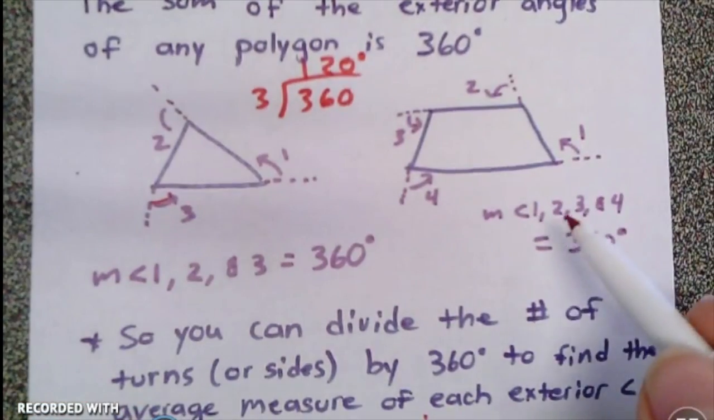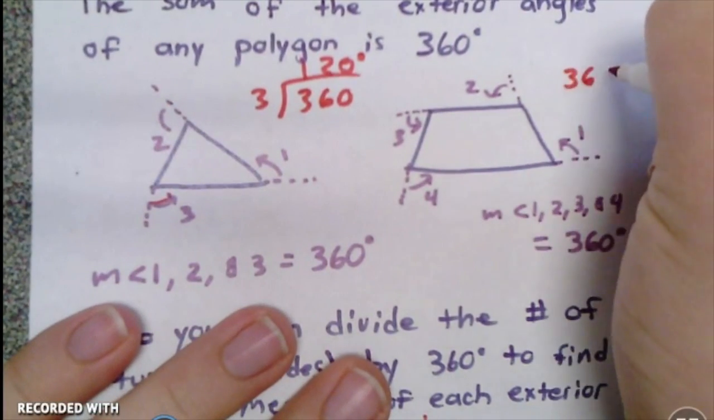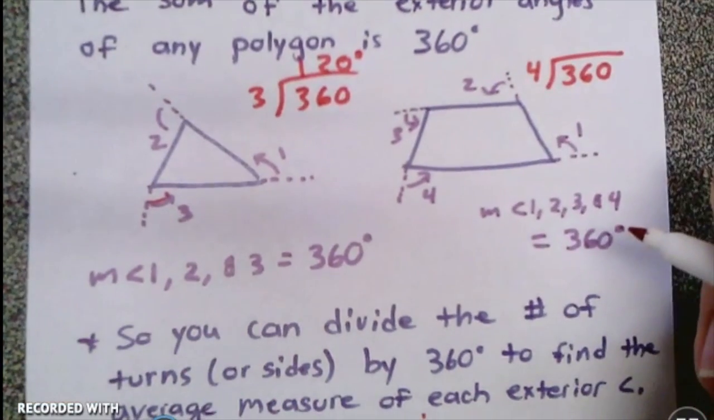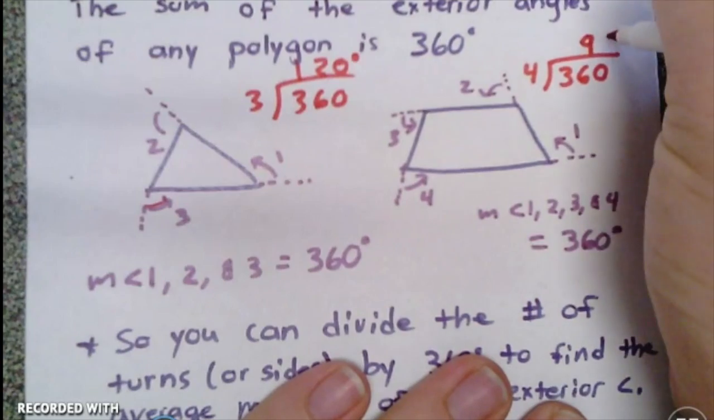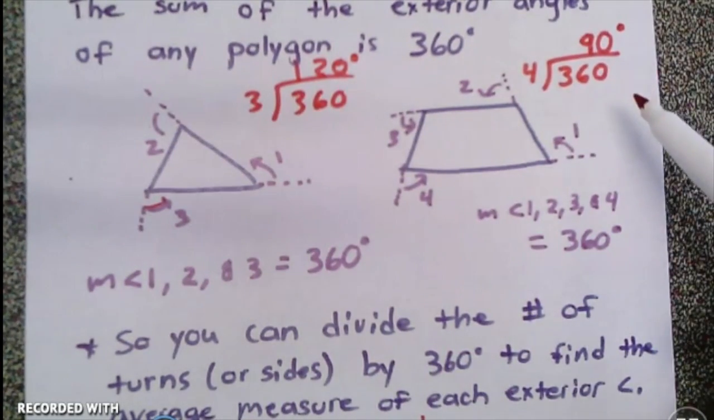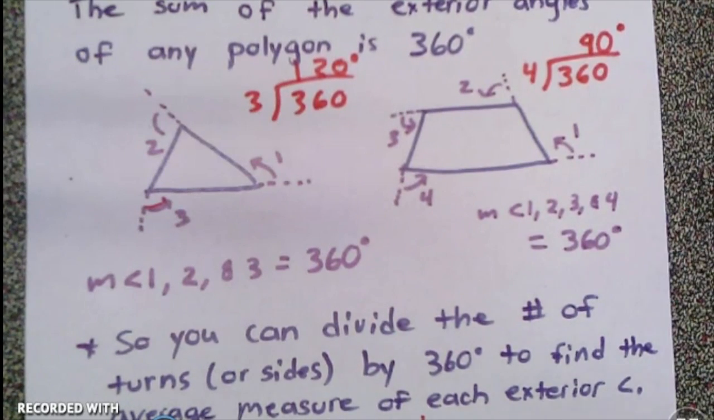What about for this one? For this one, we have 4. So instead of dividing by 3, I would divide 360 by 4. So 4 goes into 36 9 times. That means the average measure of an exterior angle of a quadrilateral is going to be 90 degrees. See how we got that?